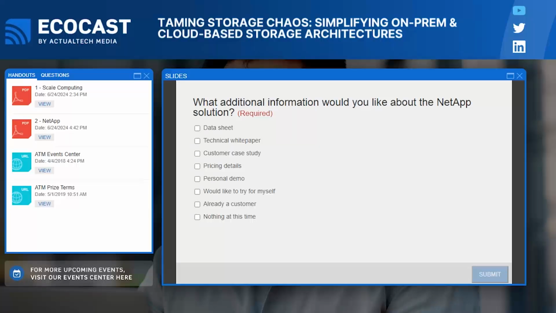Okay, excellent. One final question because we're getting close to time here. Someone's asking, can your solution provide a single pane of glass between VMs and hyperscalers?